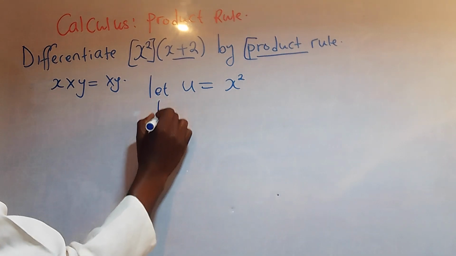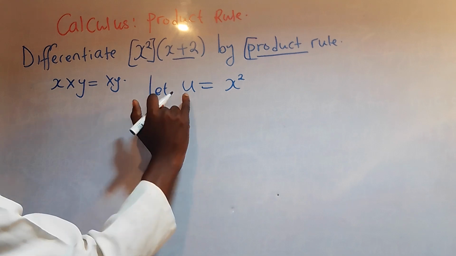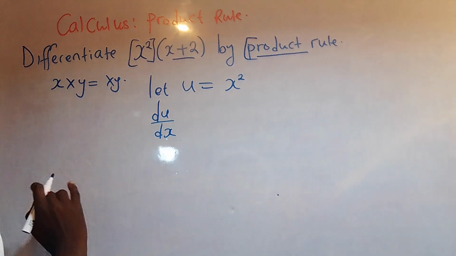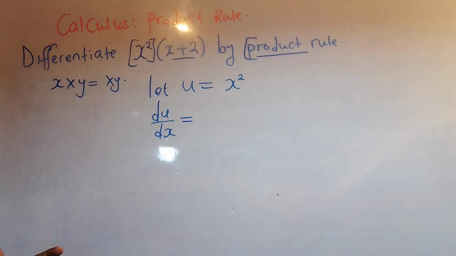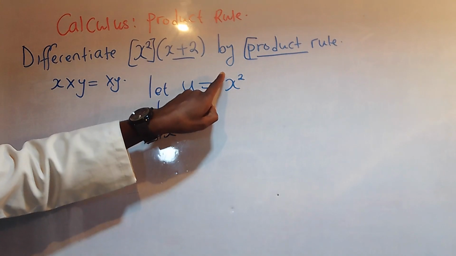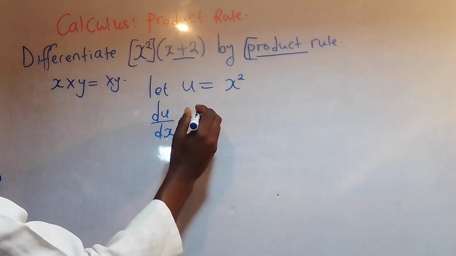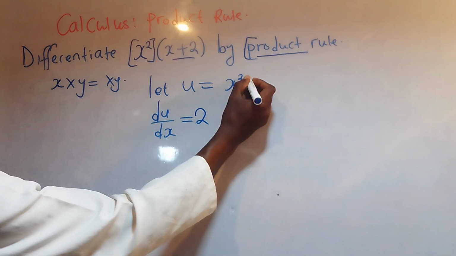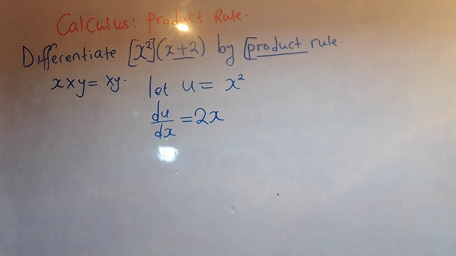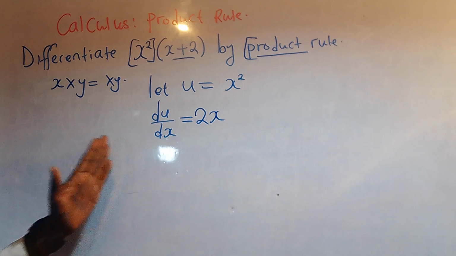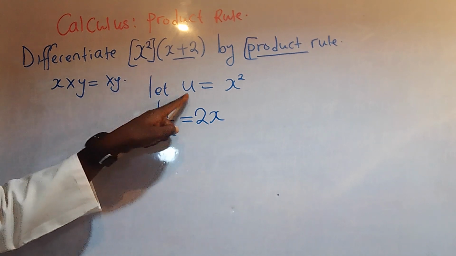So I'm going to say du over dx. Differentiate u with respect to x, then the power is 2, and the coefficient of x is 1, so 2 times 1 we just get 2, and then this power reduces by 1, so we have 2x. Now, this is our first part of the product.